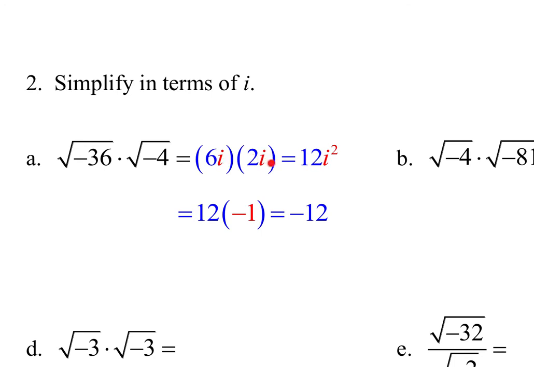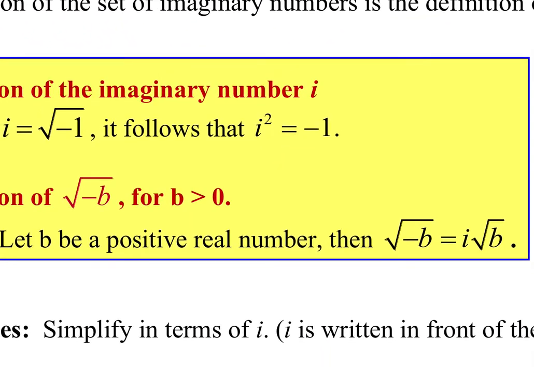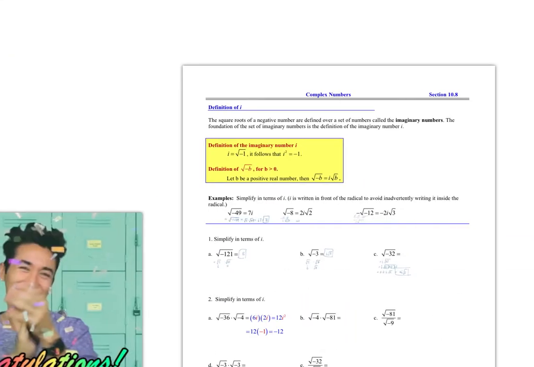But i times i is i squared, right? But you can't stop there. 12i squared is equal to negative 12. How do you know that? Well, we told you right here. We told you, so you should never forget it, right? i squared is equal to negative 1.